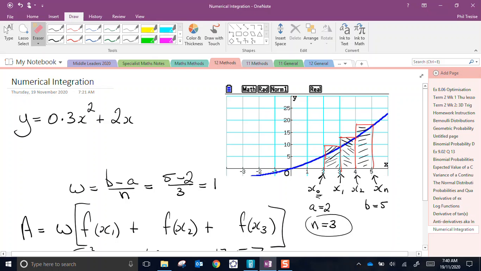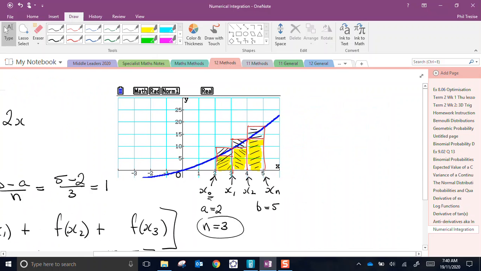Now we saw when we used the lower rectangles, so if I colour in the lower rectangles yellow, and I'll go and put a little top back on those. So if I did use the left-hand rectangles, we saw that that area came to 26.7 square units, and that's the lower limit, or the left rectangles.